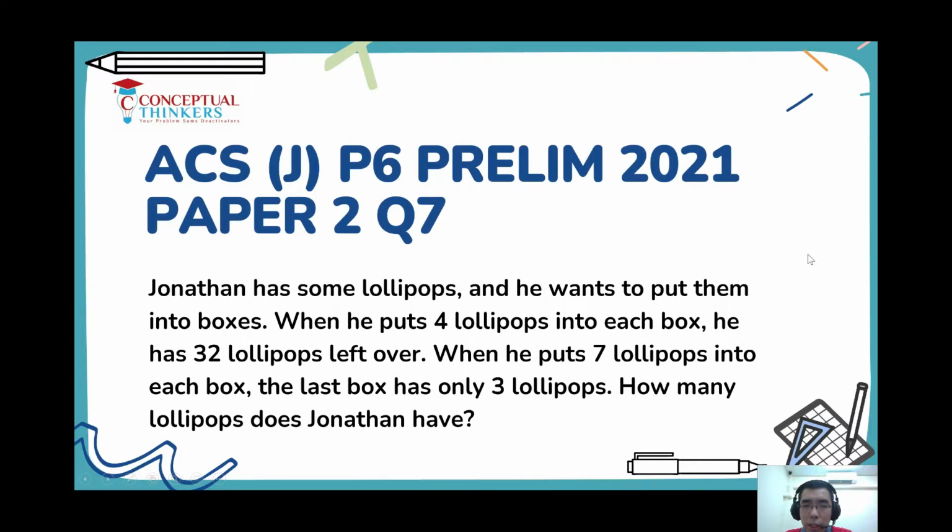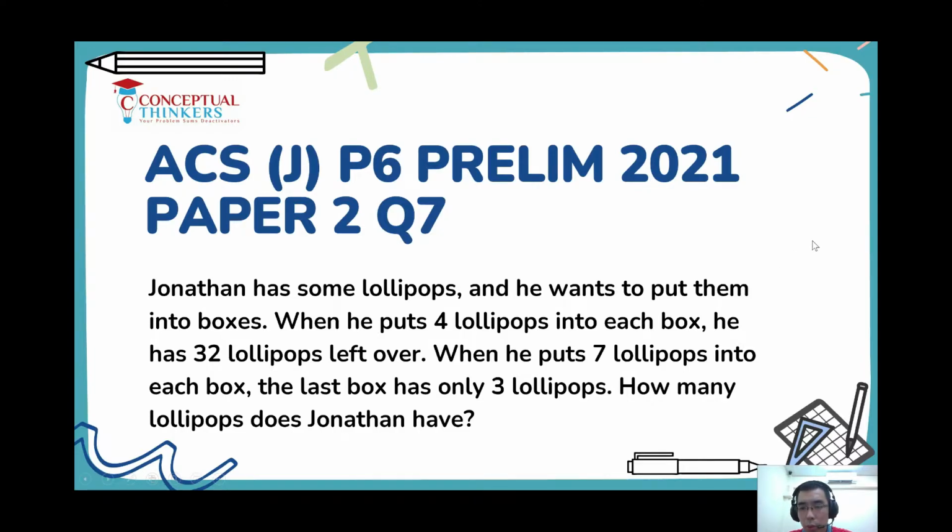Jonathan has some lollipops and he wants to put them into boxes. When he puts 4 lollipops into each box, he has 32 lollipops left over. When he puts 7 lollipops into each box, the last box has only 3 lollipops. How many lollipops does Jonathan have?